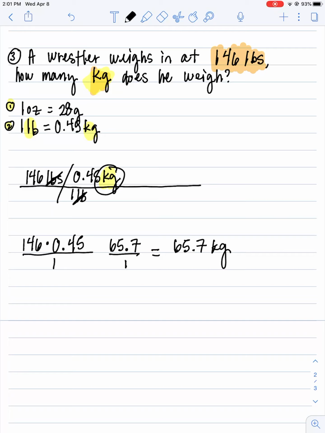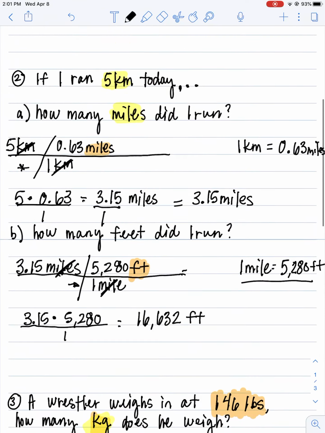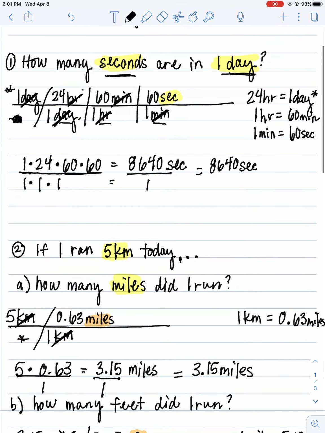And so I don't have the weight classes memorized, but I think there's a weight class at either 65 or 66 kilograms. So if this wrestler weighed in at 65.7 kilograms, that would actually be really bad because he would be too heavy if it was the 65 kilogram weight class. But anyways, that's the conversion factor and the problem.